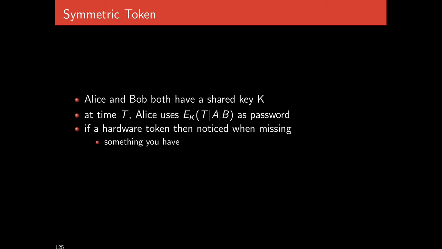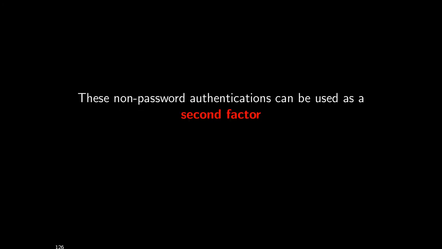And when you lose this token, you notice that it's missing. It's something you have. You can tell your system administrator, hey, I've lost my token. First, I need a new one. Second, don't let anyone log in with this token until I have my new one. This is the idea of something you have. And this can be combined with something you know, the password. So you enter your password, you enter your token, your two-factor authentication. And here at the University of Calgary, of course, we all have this two-factor authentication set up.